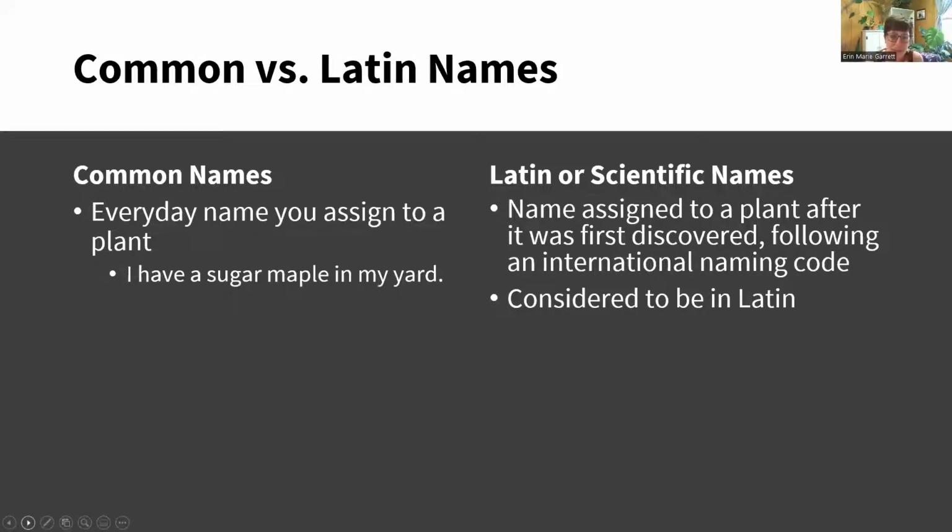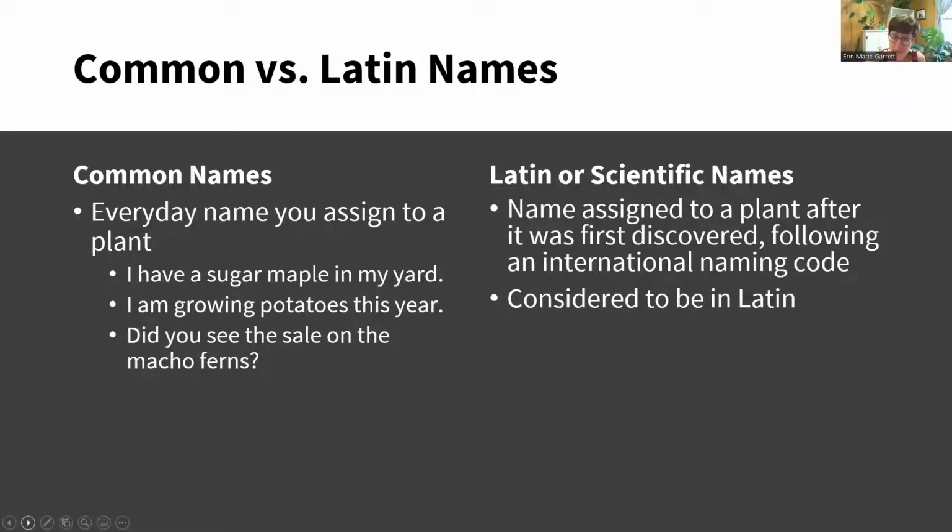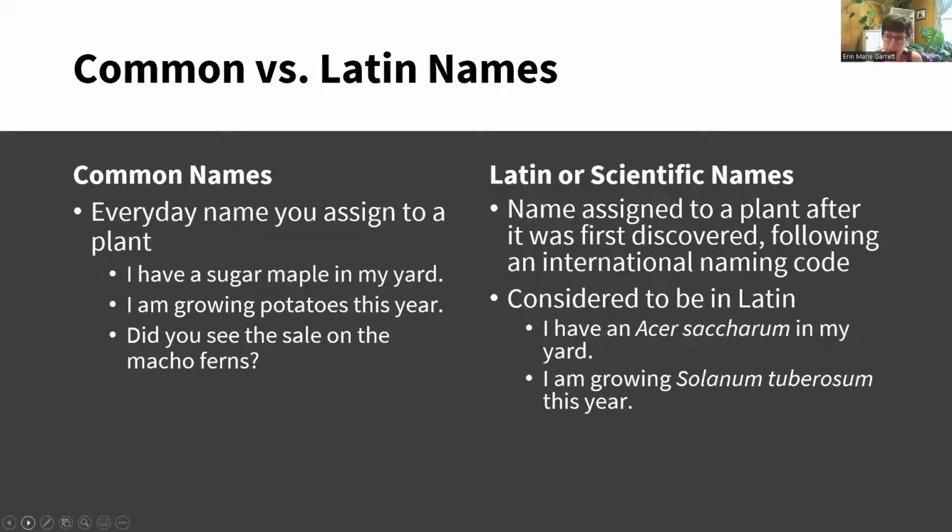Some common names you might use. You can say, I have a sugar maple in my yard. I'm growing potatoes this year. And did you see the sale on the macho ferns? If we were using the scientific names, we would say, I have an Acer saccharum in my yard. I am growing Solanum tuberosum this year. And did you see the sale on the Nephrolepis bicerata or bicerata?